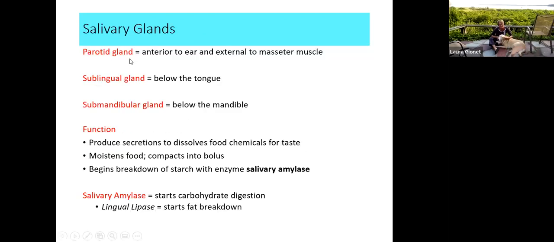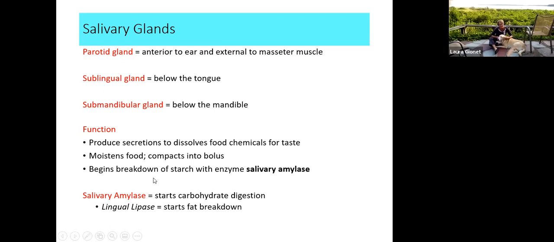Okay, the glands. We have the parotid gland anterior to the ear and external to the masseter. It sits kind of on top of your temporomandibular joints, very superficial. Then we have a sublingual gland below the tongue and submandibular gland below the mandible. They function to produce secretions to dissolve food chemicals for taste, as I described before. Tastants need to be dissolved in aqueous solution or water to interact with the chemoreceptors of your taste buds.